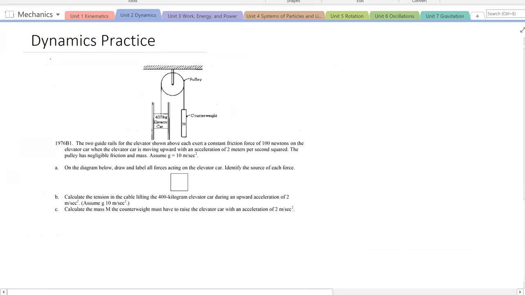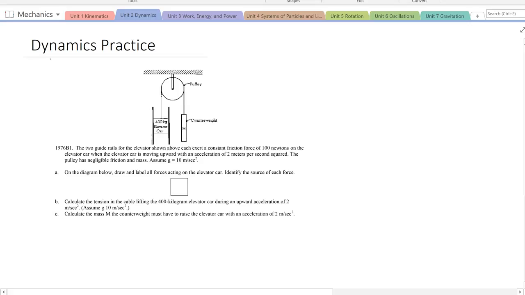So we're going to be looking at a practice free response question. Let me see if I can zoom in here. There we go. Too much. There we go. This is an elevator with a counterweight and a pulley. This is that type of problem.